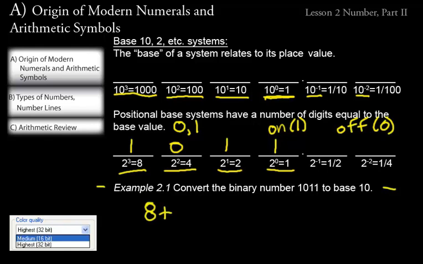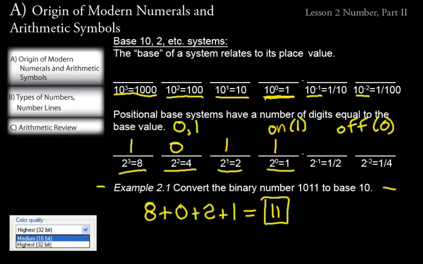Then 2 squared is off, so that's a 0. Then 2 to the 1 has a 1, it's on, so that'll be a 2. And then 2 to the 0 is on, so we need to put a 1 there. And then we just add those together. 8 plus 2 is 10, plus 1 is 11. And so that would be the base 10 conversion for 1011.